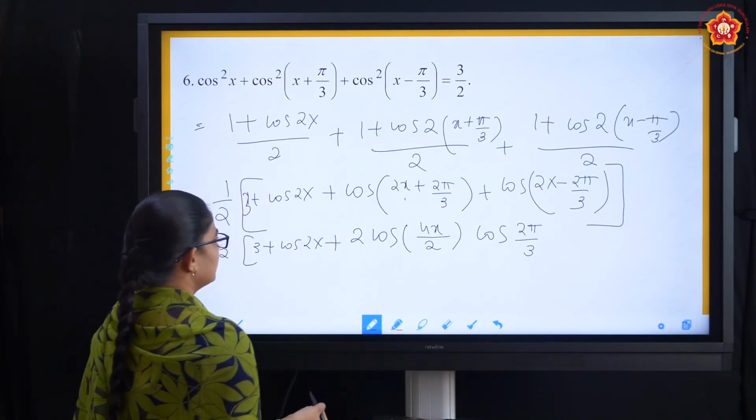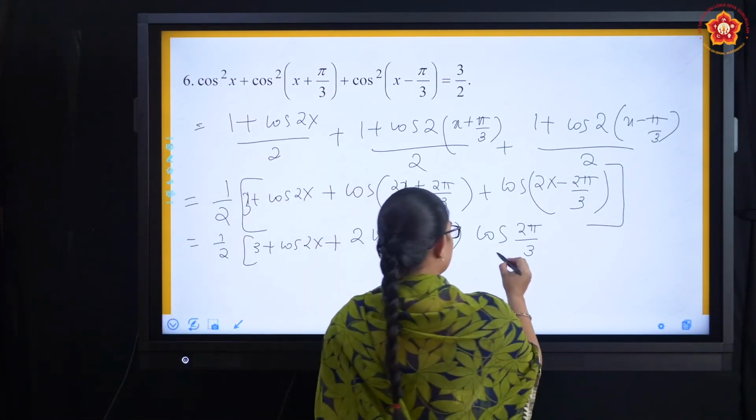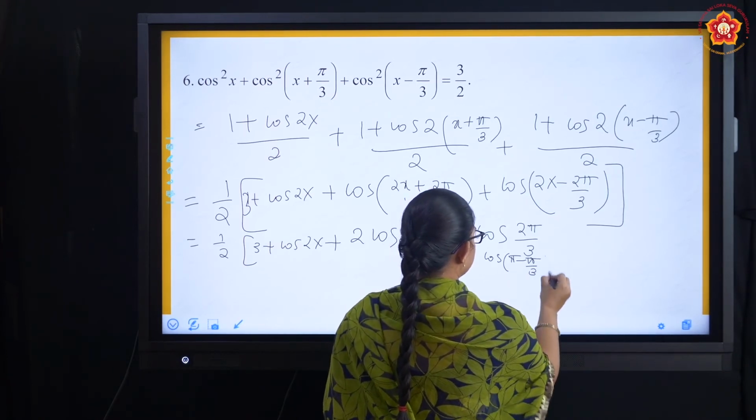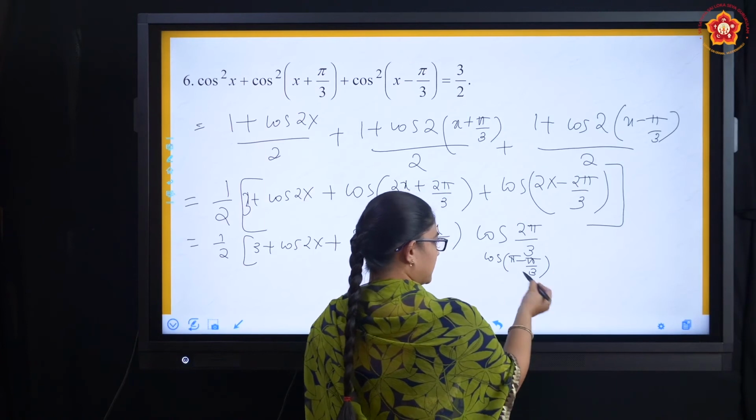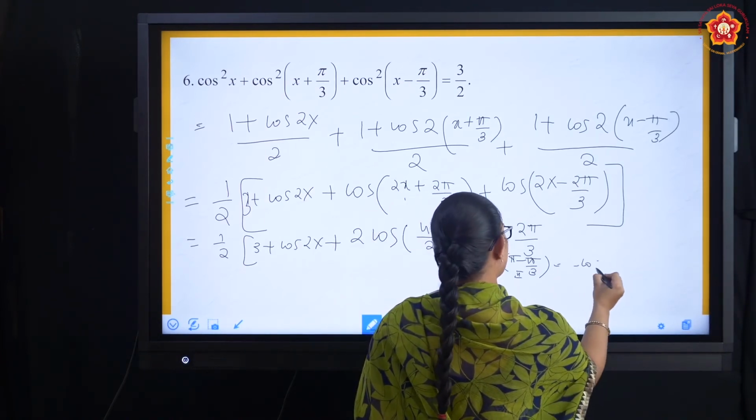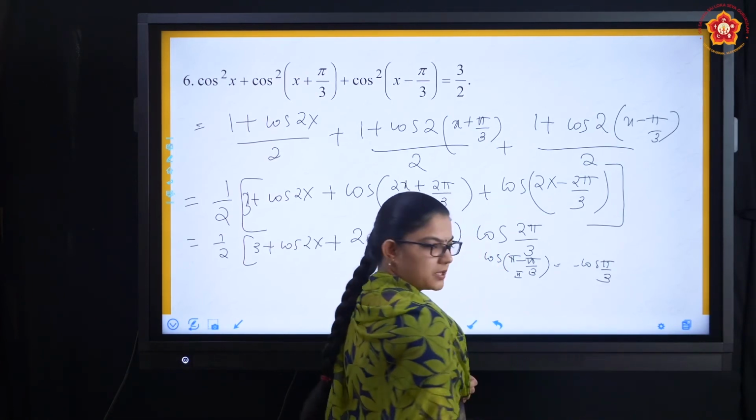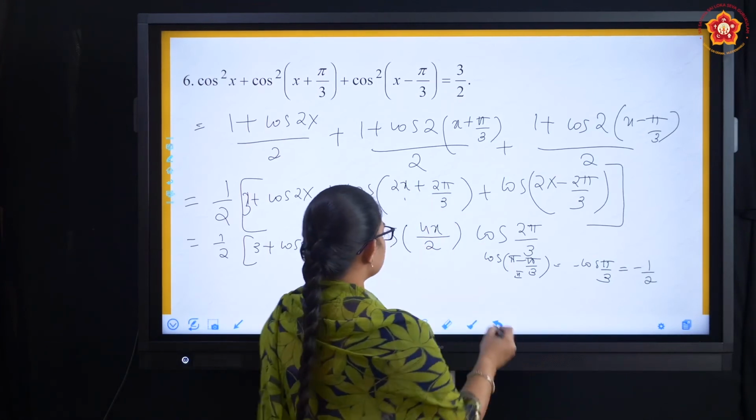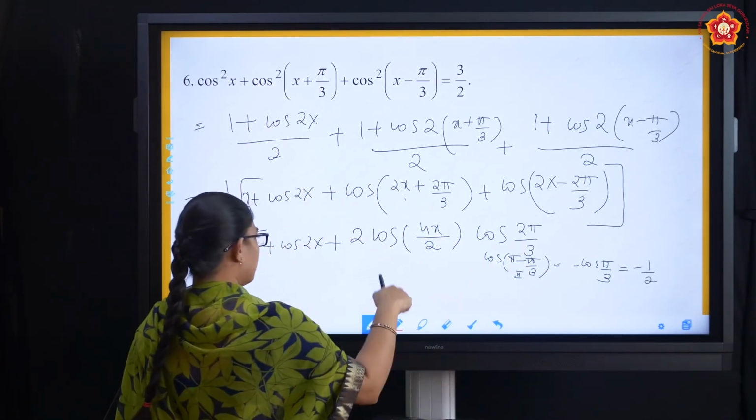Now what is cos 2 pi by 3? We can write that as cos pi minus pi by 3. So it is a second quadrant angle. So we have here minus cos pi by 3. What is cos pi by 3? It is half. So minus half. So we can make the substitution in place of cos 2 pi by 3 as minus half.